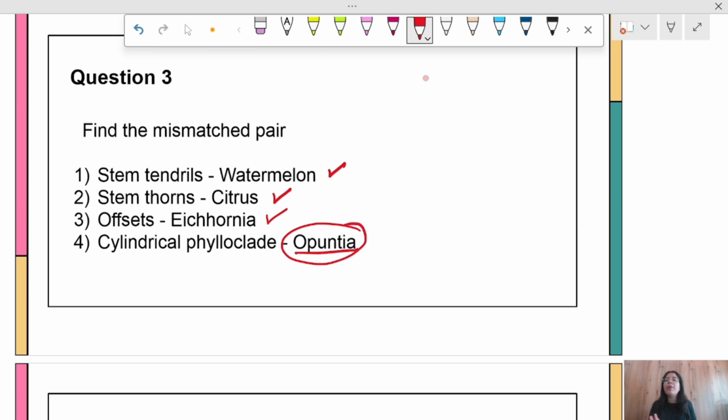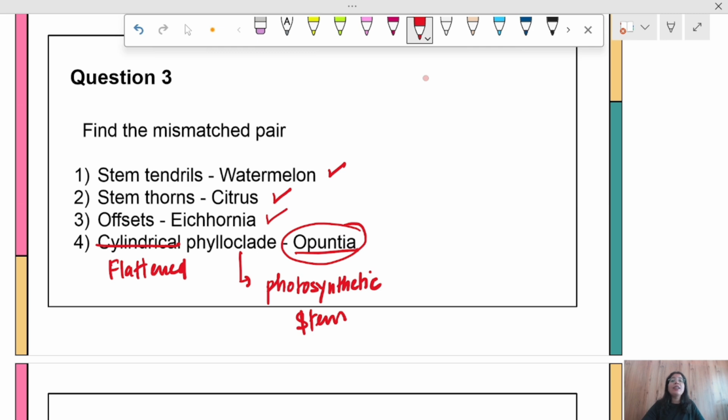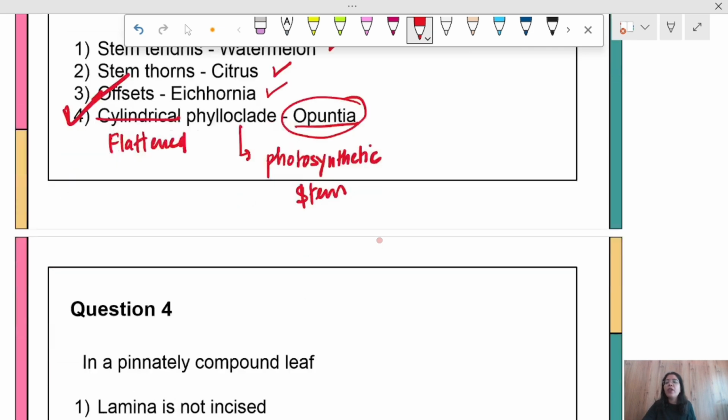Opuntia, right? Does it have cylindrical phylloclade? No, it has a flattened phylloclade. Okay, what's the meaning of phylloclade? Phylloclade means photosynthetic stem. This is a stem which has become flattened for performing photosynthesis because the leaves got modified into spines, right? So what is an example of cylindrical phylloclade? Euphorbia, right? And flattened is Opuntia. So this is mismatched, okay?